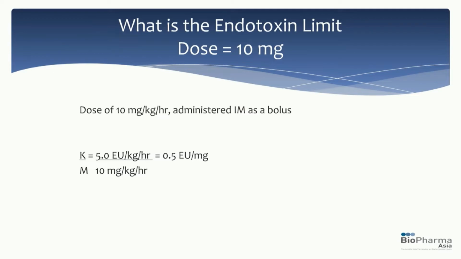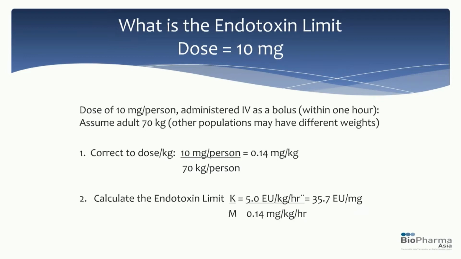So let's take a look at some things. If I have a dose of 10 milligrams per kilo per hour administered intramuscularly as a bolus, meaning all at one time, so within the hour, K over M is 5 EUs per kilo per hour divided by 10 milligrams per kilo per hour, and then we end up with 0.5 EUs per milligram. So that one's pretty easy.